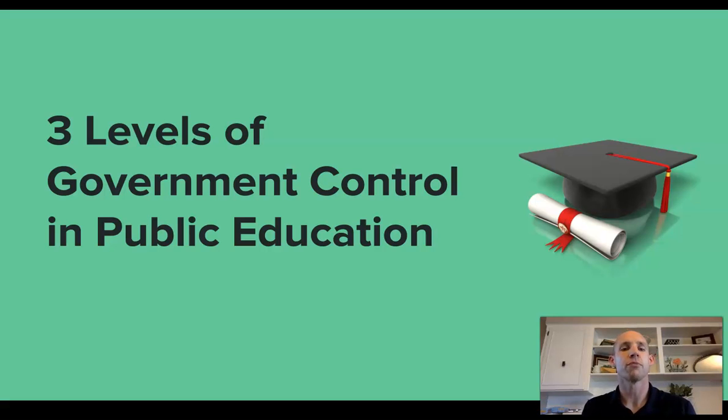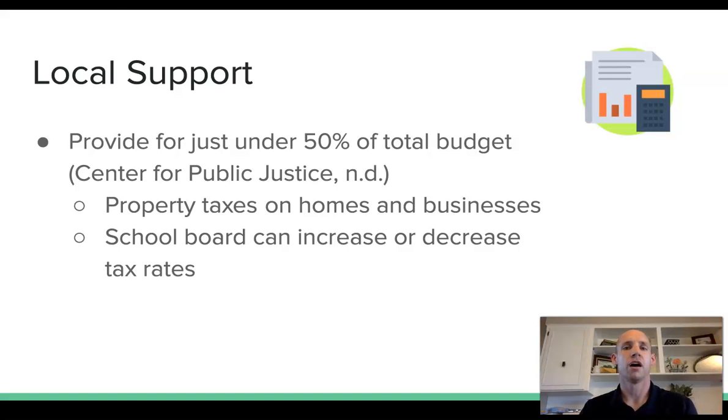So, 3 levels of government control in public education. First, some areas of support. Local support provides for just under 50% of the total budget of a school. That mostly comes from property taxes on homes and businesses, and the school board has the authority to increase or decrease those tax rates.